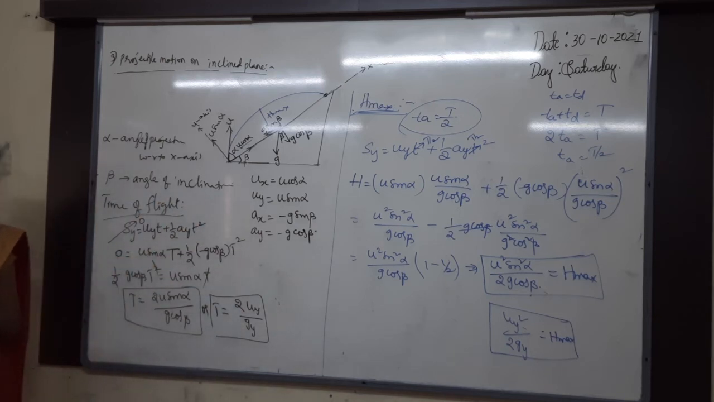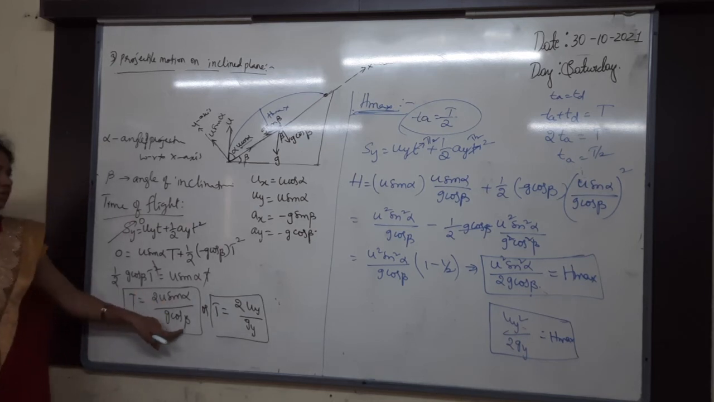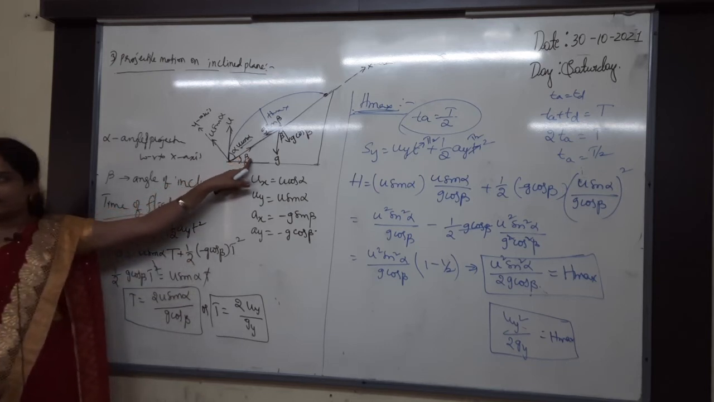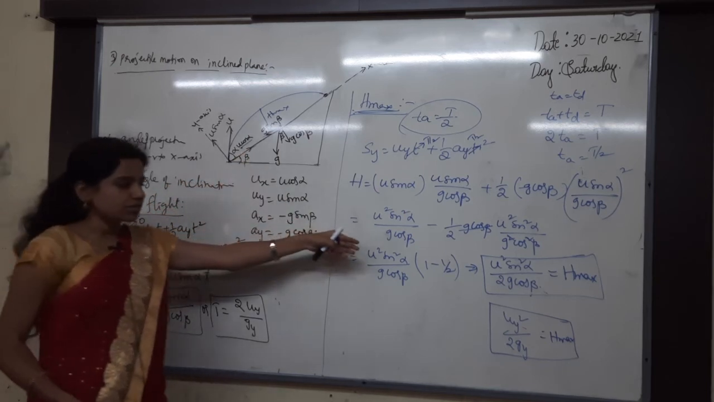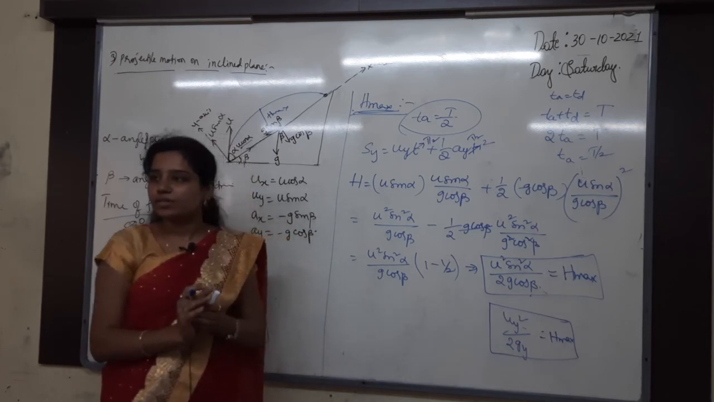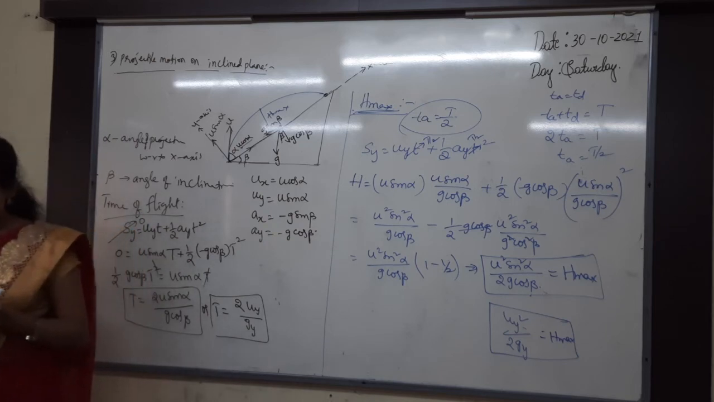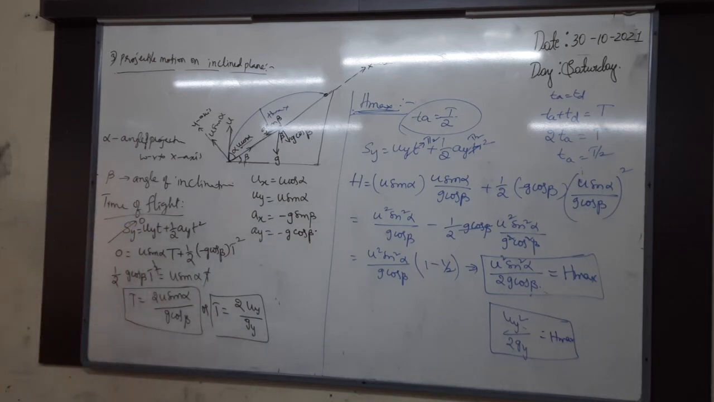The time of flight there is 2u sin theta by g. Here T is equal to 2u sin theta by g into the cos of the inclination angle. Everything you will get like that only. But for the range it will be a little different. You understand that one, right? Yes. Right, one small note you write there.